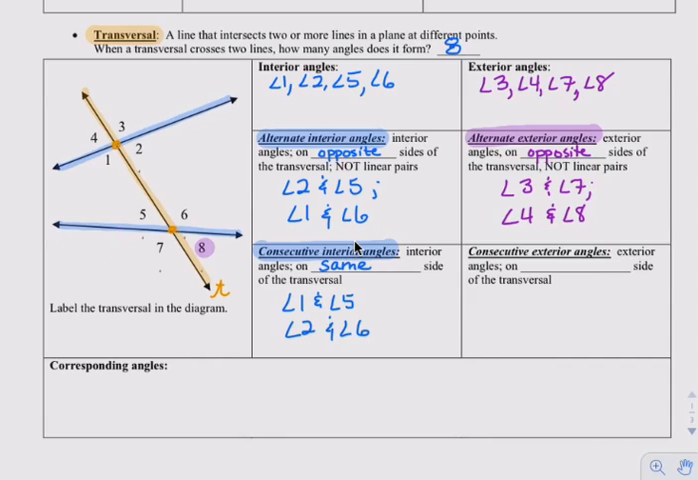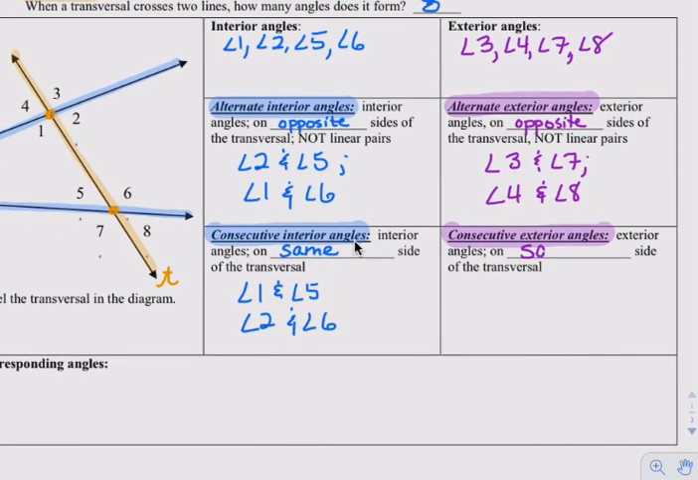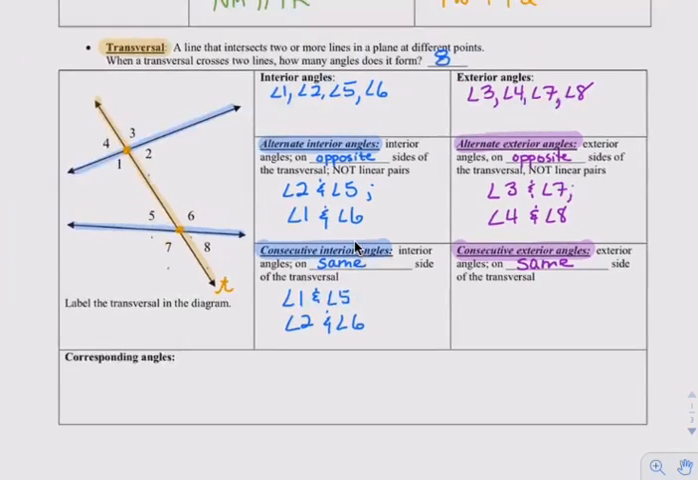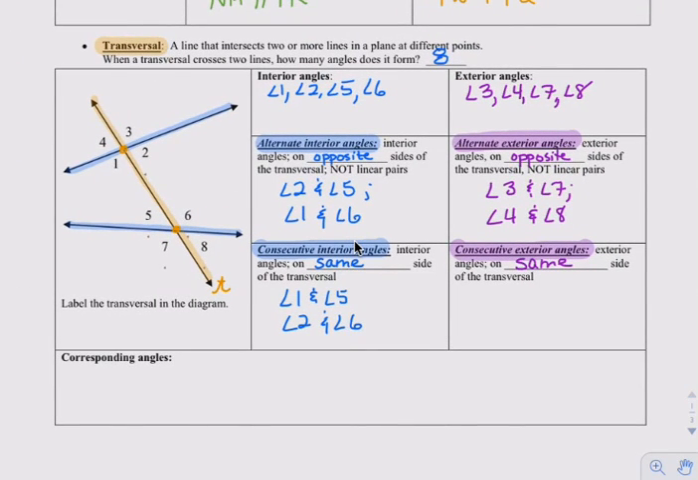Okay, and then same thing like with interiors, the consecutive exterior angles. So consecutive exteriors will be exterior angles that are on the same side of the transversal. So consecutive exterior. 3 is an exterior angle. Its consecutive exterior would be angle 8. And then your other option would be 7 is an exterior angle, and so it would be consecutive exterior with angle 4.